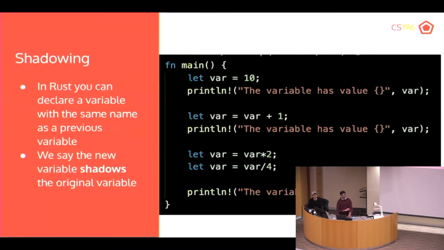Okay, and now I'm going to talk about shadowing. In Rust, unlike other languages, you can declare a variable with the same name as a previous variable, and we say that the new variable shadows the original variable. In this code here, we declare the variable var as 10, and we print out the variable here. Now we're going to increment the variable by 1. But we just learned that variables in Rust are immutable. Because we're using the let keyword again, we're declaring the variable as a new variable. Therefore, when we run this, we won't get an error. We'll just be able to increment it by 1.